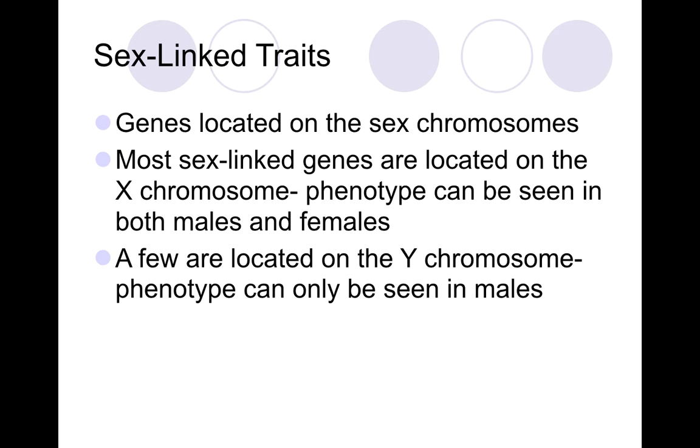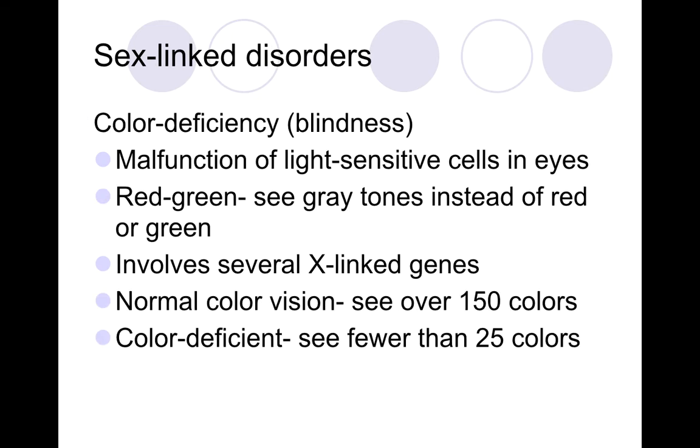A few are located on the Y chromosome, but the phenotype can only be seen in males if the gene is on Y. So make sure you know that. If it's on Y, it can only be seen in males. Which means most of them are X-linked, but there can be some Y-linked, and those can only be seen in males. One example of a sex-linked disorder is color blindness.